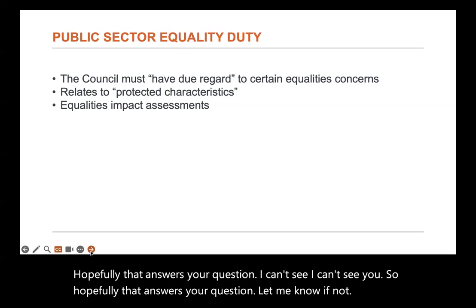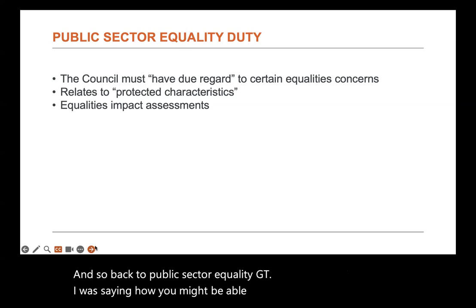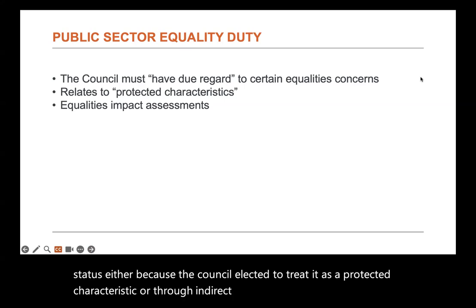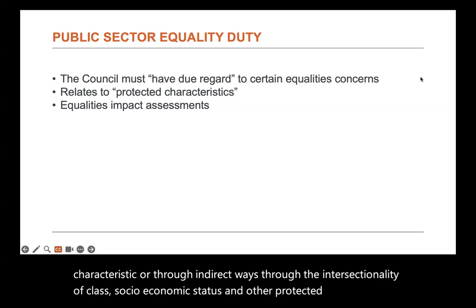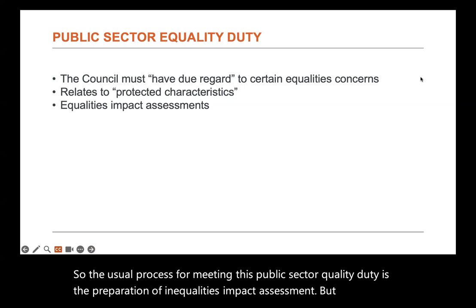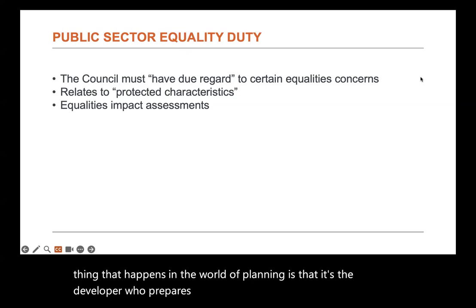So back to public sector equality duty. I was saying how you might be able to bring in socioeconomic status, either because the council have elected to treat it as a protected characteristic or through indirect ways, through the intersectionality of class, socioeconomic status, and other protected characteristics. So the usual process for meeting this public sector equality duty is the preparation of an equalities impact assessment. But the weird thing that happens in the world of planning is that it's the developer who prepares this and the council then approves it.